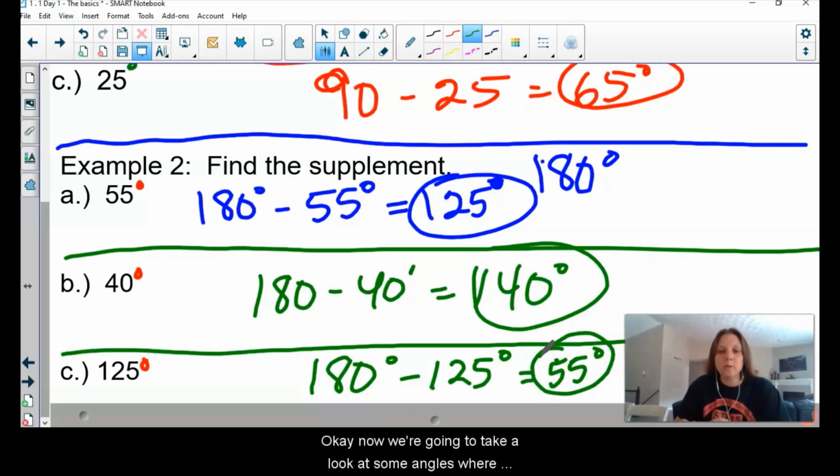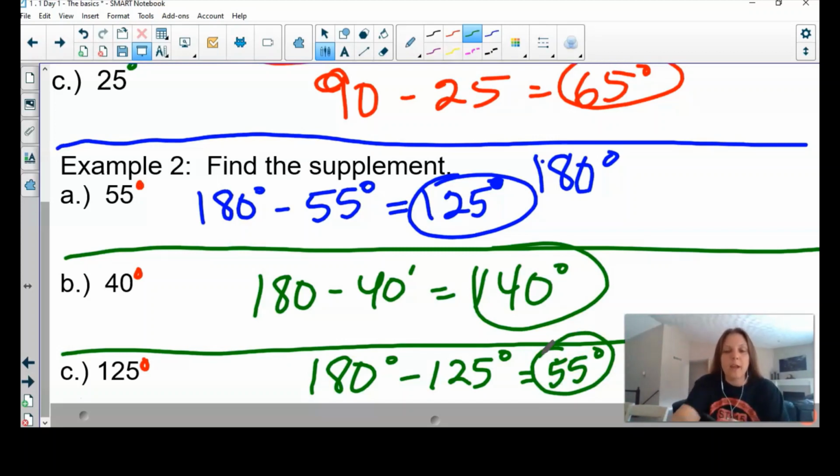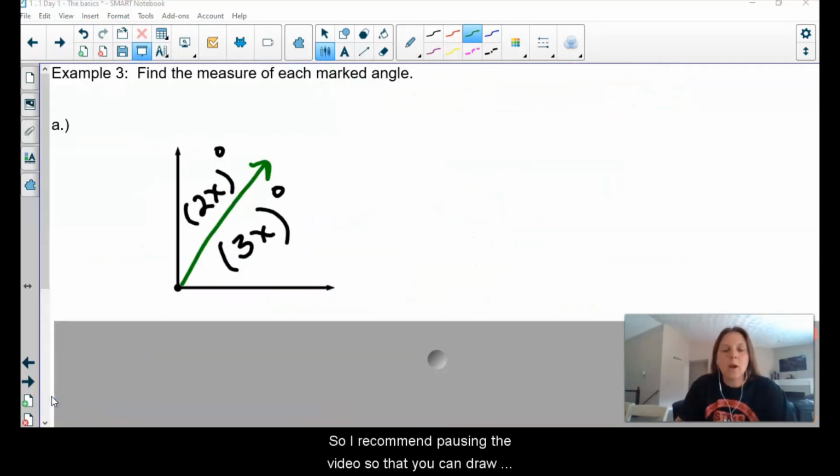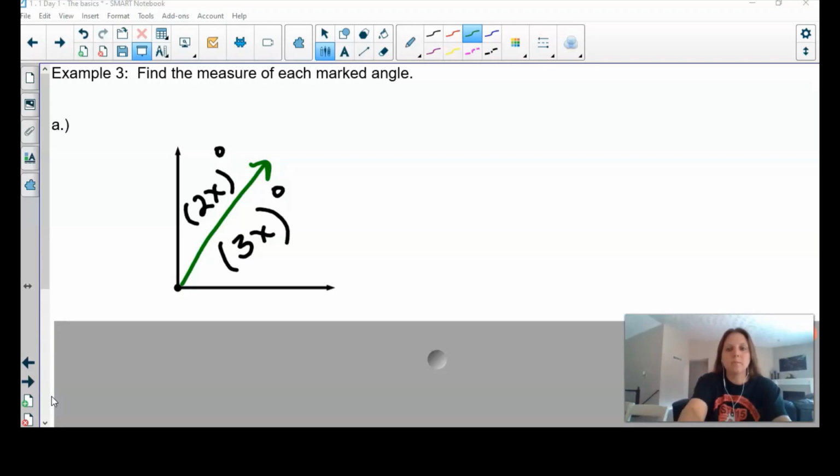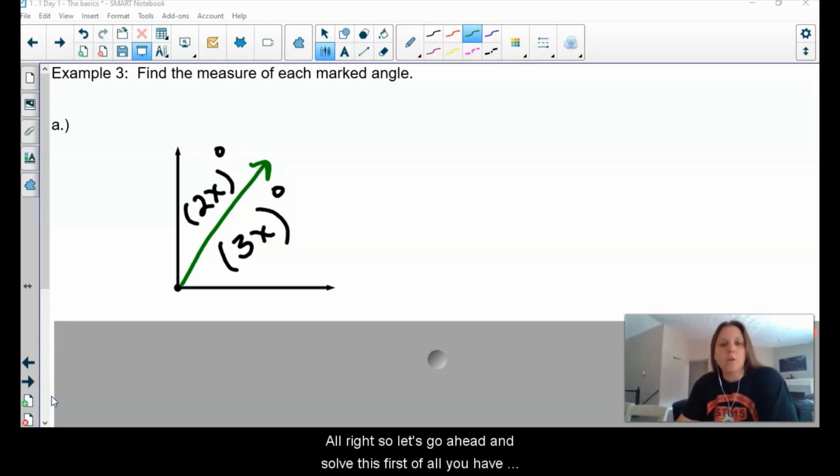Okay, now we're going to take a look at some angles where we're actually finding the angle measure with a diagram. So I recommend pausing the video so that you can draw out the diagram before we proceed to solve. All right, so let's go ahead and solve this.